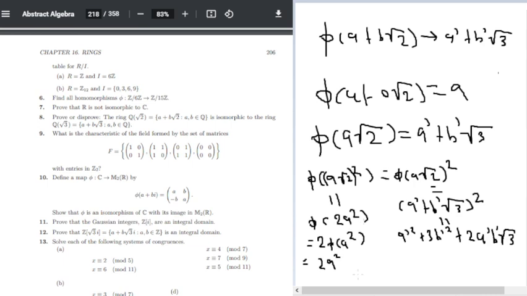So in this case, we want these two to be equal. So we have 2a squared. Well, obviously, either a prime or b prime has to be 0. If a prime is equal to 0, then we have 3b prime squared. So we get 2a squared is equal to 3b prime squared.